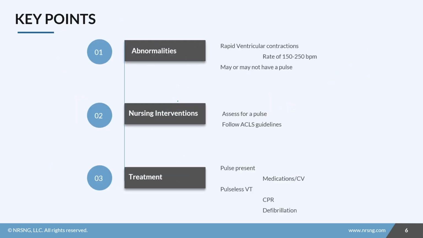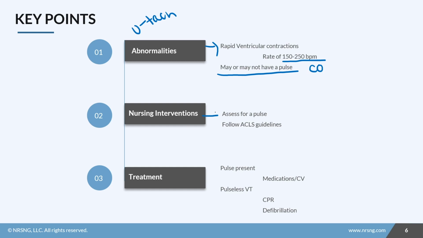So the key points to take away from this lesson are to remember the abnormalities of VTach. It is rapid ventricular contractions. It's usually at a rate of 150 to 250 beats per minute. They may or may not have a pulse. It really just depends on the cardiac output.